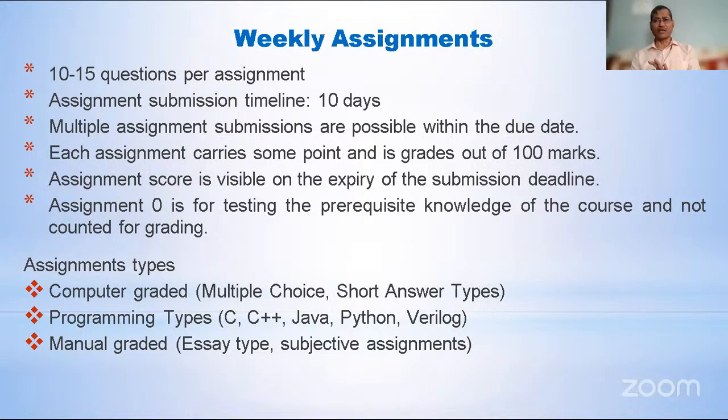Every week there is one assignment, and every assignment will be graded out of 100 marks. Once the assignment submission is closed, you will be able to see the score out of 100. That means if you have submitted the assignment, only then you'll be able to see from the portal, under the progress tab, what your score is in that particular assignment.